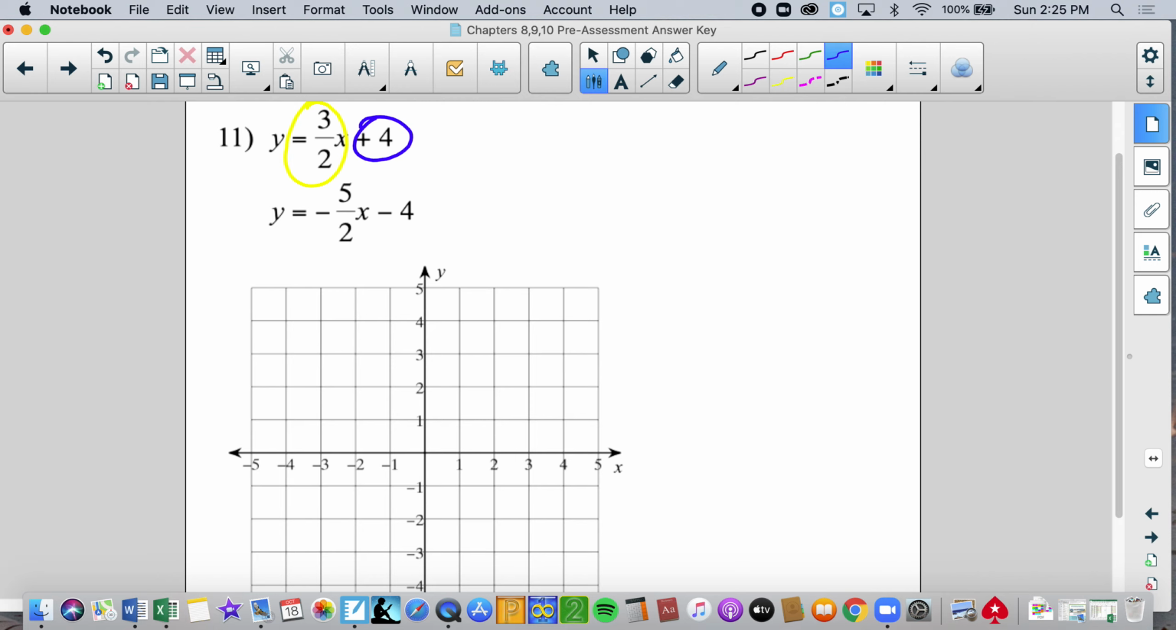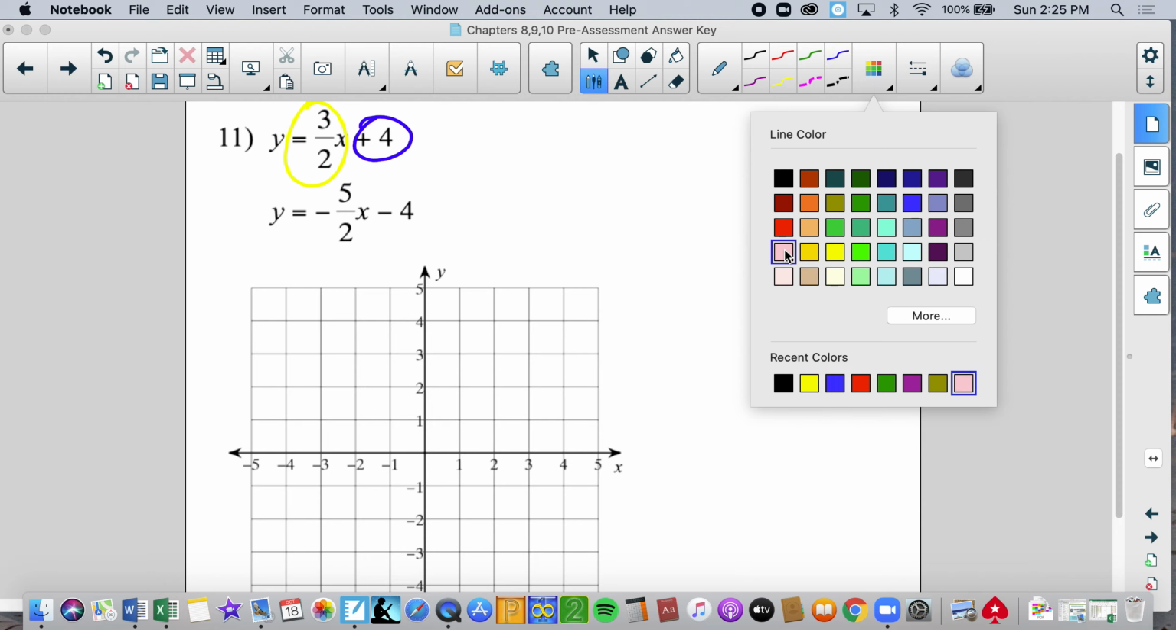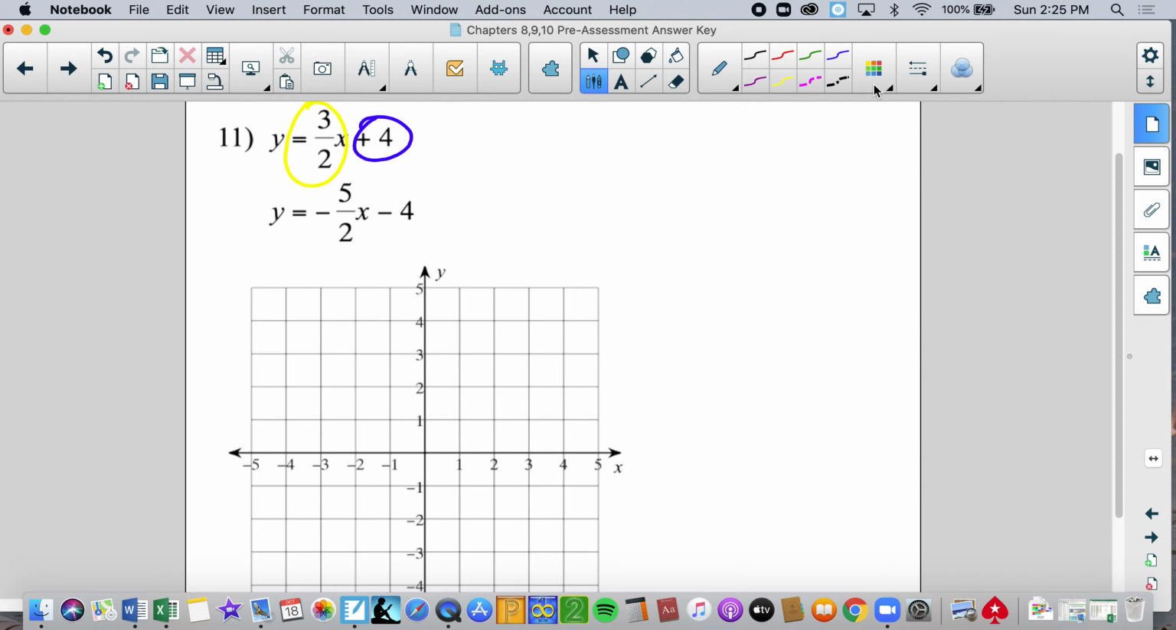I'm going to make a dot at 4. I have my slope, which is up 3, 1, 2, 3, right 2. That's somewhere up here. So since I'm off the grid, I'm going to do the opposite. Instead of up 3, I'm going to go down 3. And instead of right 2, I'm going to go left 2. Down 1, 2, 3, left 2. So that's the easier way.